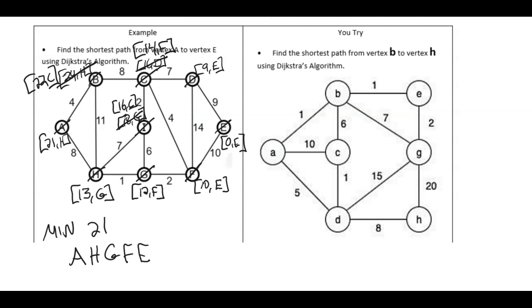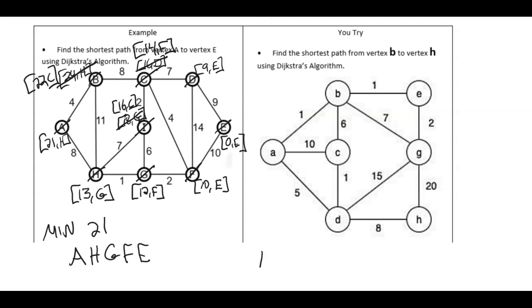So you can choose, if you're going from A to E, to start at E as 0 or start at A as 0. That's up to you. They would both give you the correct 21 minimum and the correct path. So go ahead and pause the video as you work on the problem on the right.